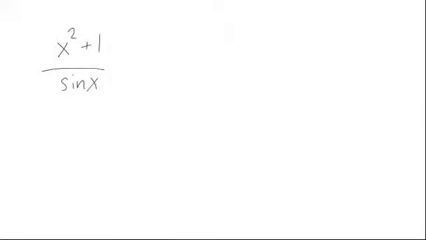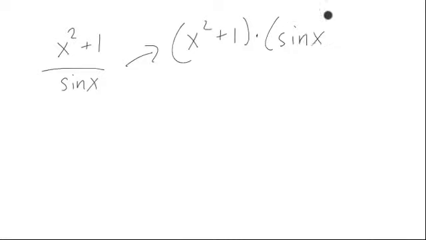Let's briefly review the quotient rule. Now, as we look at this, we could think of this fraction as being x squared plus 1 multiplied by sine of x to the negative 1. So really there's no need for a quotient rule necessarily, because we can use the product rule and then the chain rule because something is inside of a negative 1 power here. So off we go, product rule and chain rule.